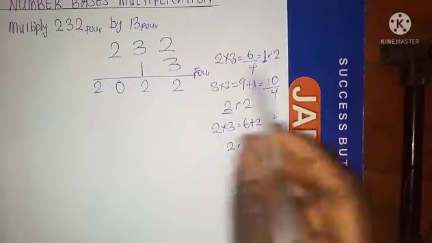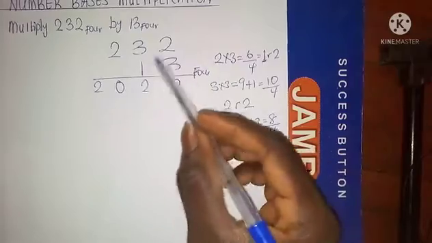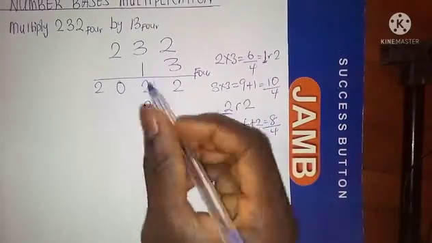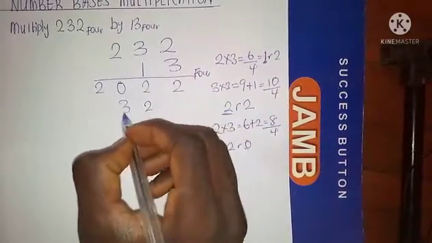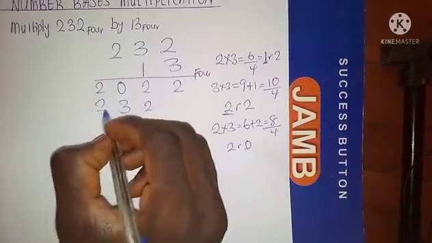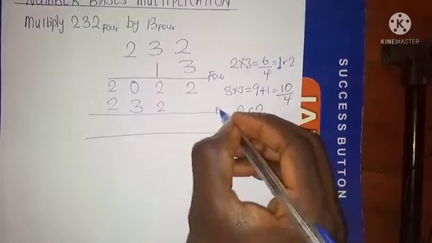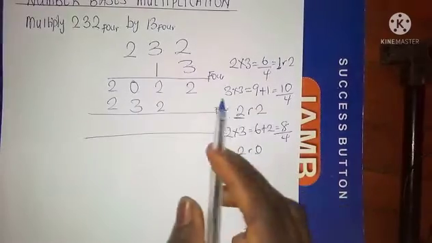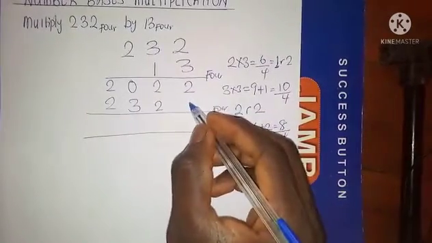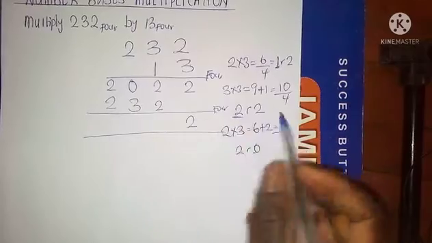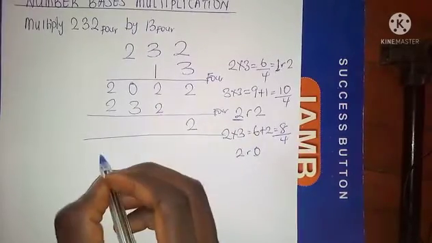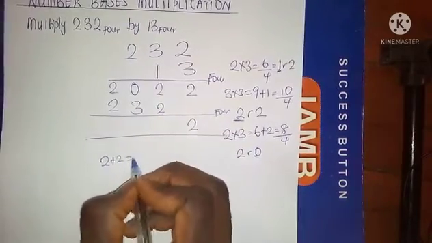Don't forget, the same way as normal multiplication. Now 1 times 2 is 2, 1 times 3 is 3, 1 times 2 is 2. So you are now going to add them together in base 4, and don't forget we have done that before. So 2 plus 0 is 2, base 4 now. So 2 plus 2, this 2 plus 2, we have 4.